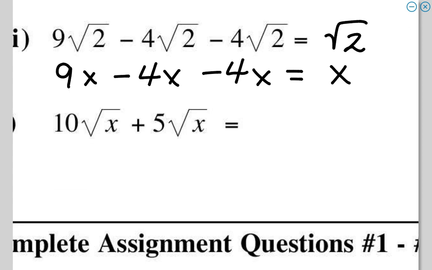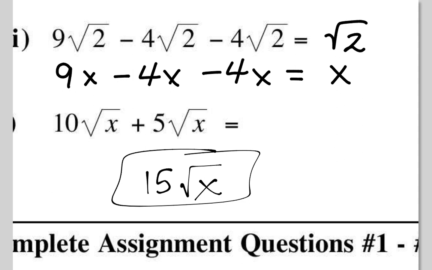And one more here. 10x plus 5x is 15 root x's. Good. Any issues with that one? Okay, let's get on to the real stuff then.